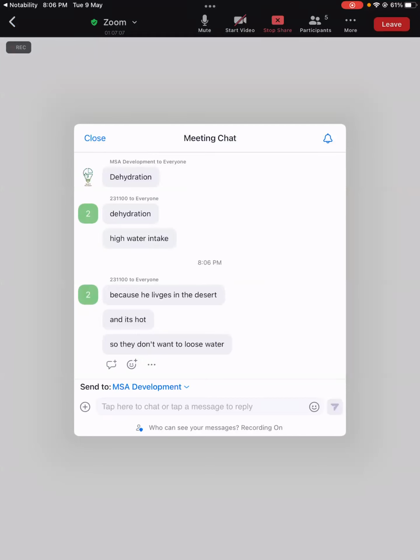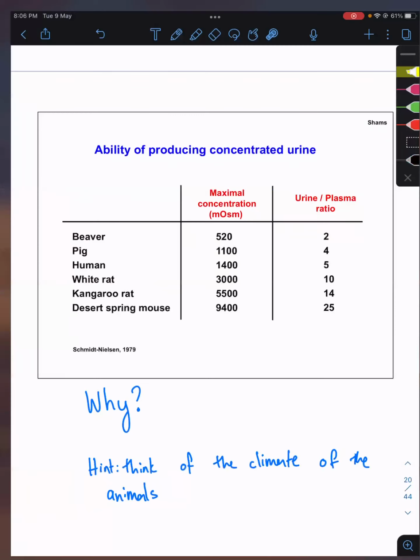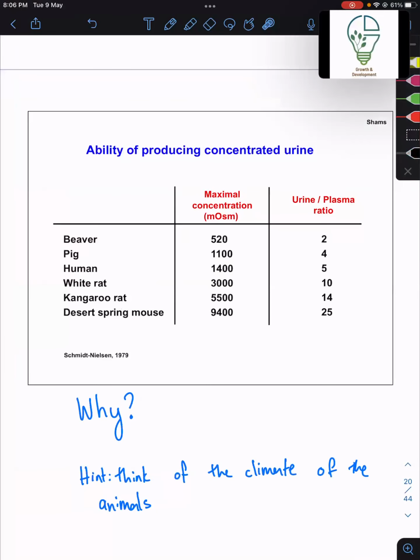Because he lives in the desert and it's hot, so they don't want to lose water. Exactly. They have very concentrated tubular fluid because they're reabsorbing as much water as they can. That's going to make the tubular fluid or the urine very, very concentrated. That's why the desert spring mouse has very concentrated urine.